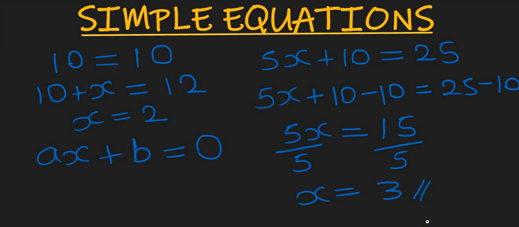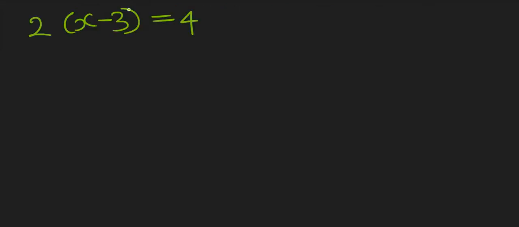Now let's consider another example. Now look at this example. 2 into open bracket x minus 3 equals 4. x minus 3 has been multiplied by 2. Therefore, we'll expand this equation as 2x minus 6 equals 4.